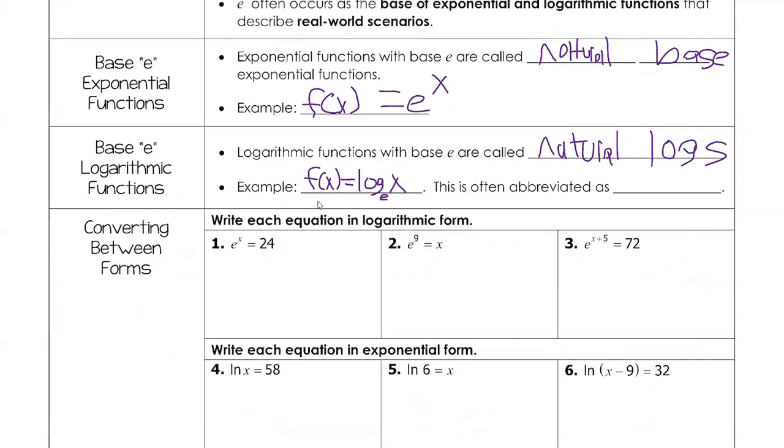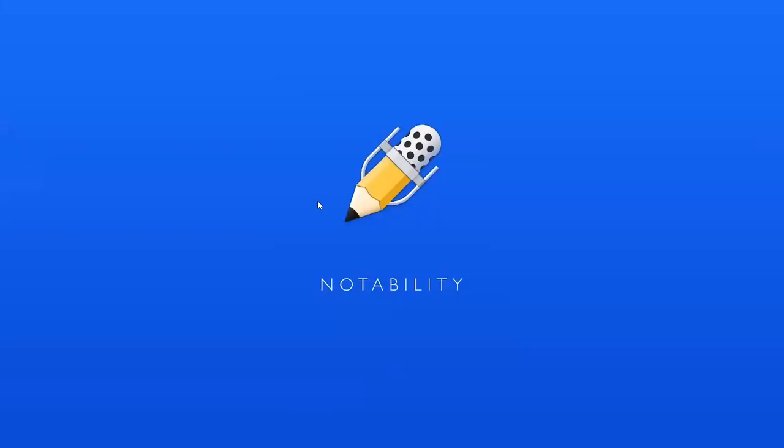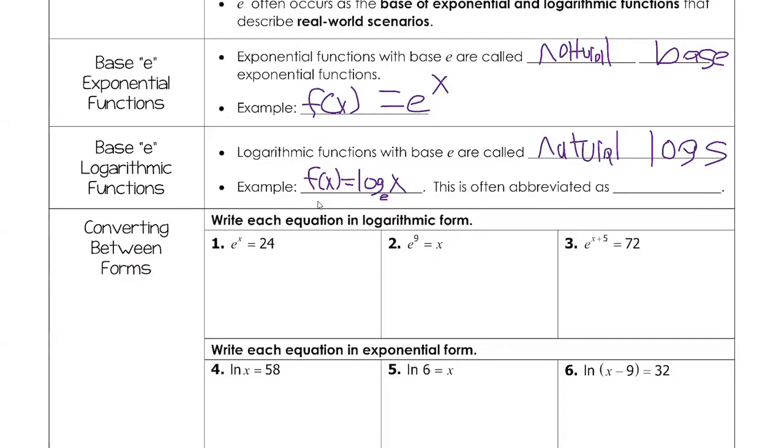But you're never going to see it really written like this, like log base e. Instead, you're always going to see this abbreviated. I'll write it in function notation, but you're going to see ln of x. So if you ever see ln, it's called natural log, and that's how you read it: that's the natural log of x.